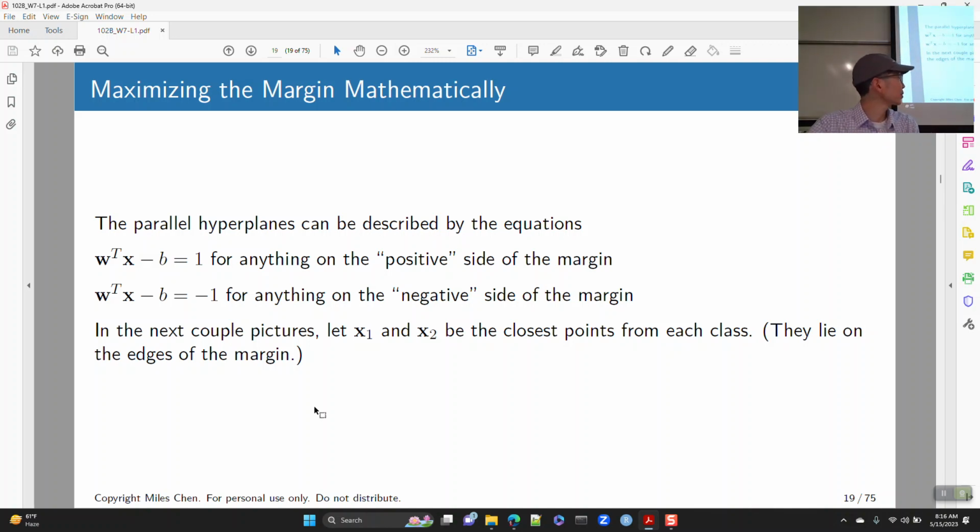And we're going to label the points that are the closest to that margin, that boundary, and we're going to label those x1 and x2.